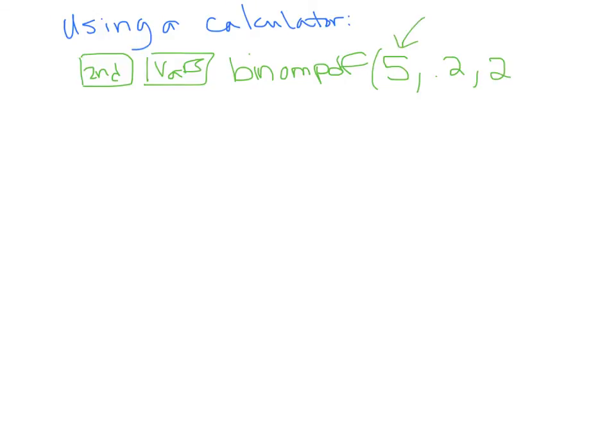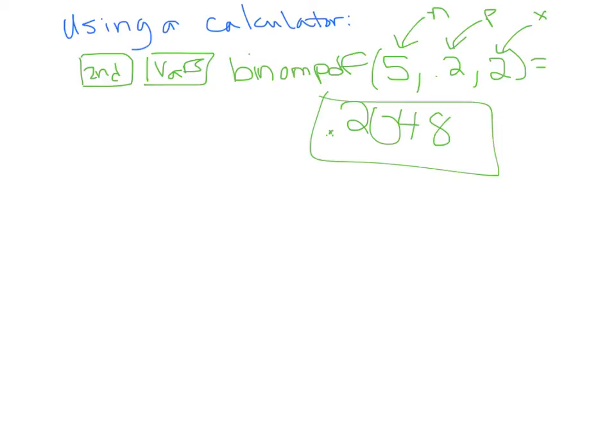The 5 is our n, our number of trials. The 0.2 is our probability of success, our p. And the 2 is the number of successes that you want, or they call it x. So that's what you're going to put in. When you do that, you'll find that you end up getting the exact same answer as the previous thing. However, it's much, much easier.